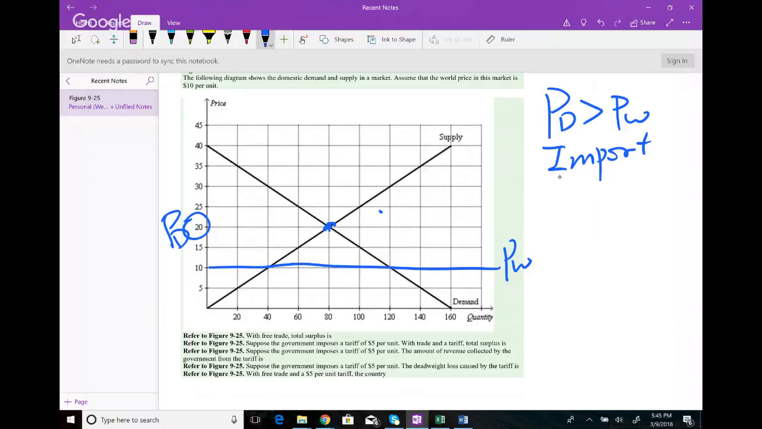So for the number of imports, this point over here on the supply curve, that's our quantity supplied. And then here on the demand curve, that's our quantity demanded.